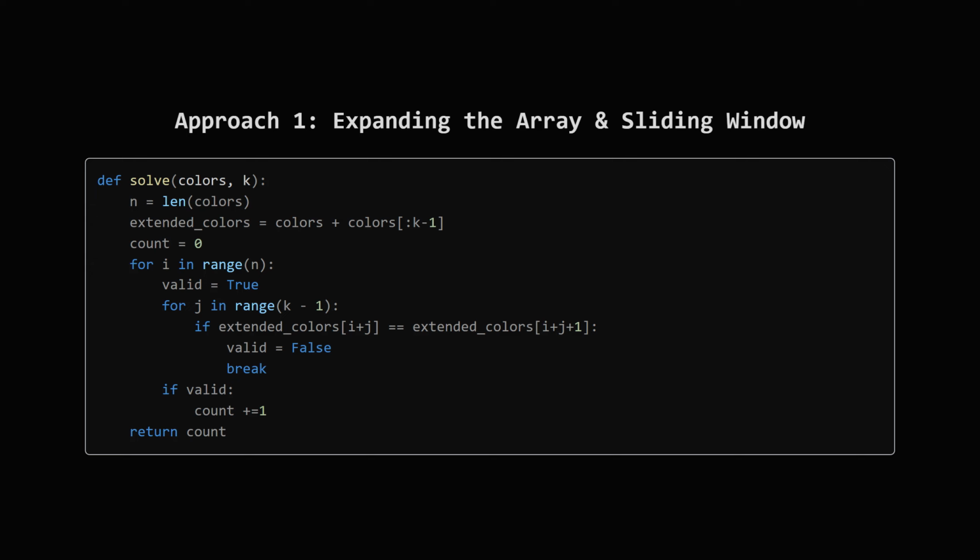First, we are going to create extended_colors, which copies the first k-1 elements of the input and adds it to the end so we can account for the circular nature of the array. From there, we iterate through our input with a simple for loop, and have an inner for loop that checks if each element is different from its neighbor. Then if valid, we can just increment count.